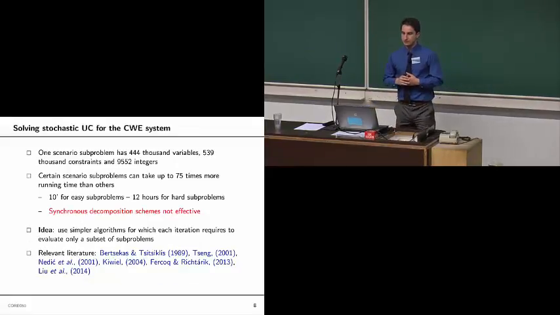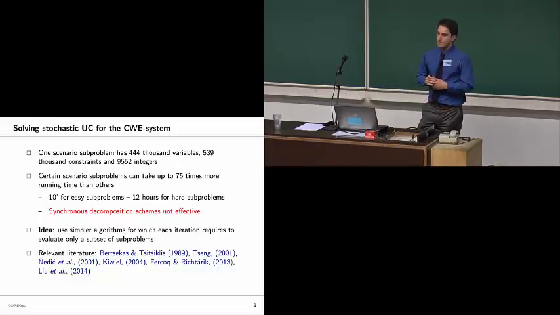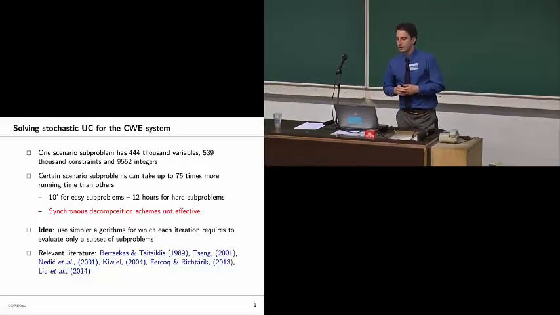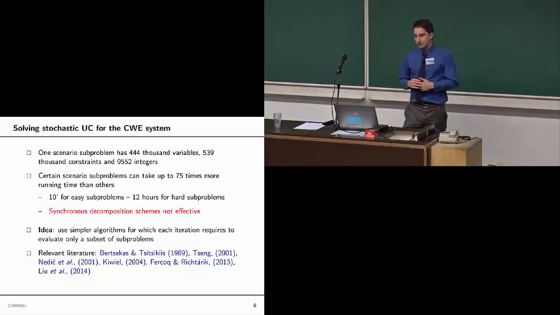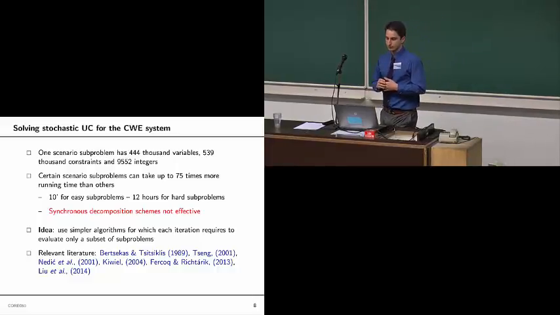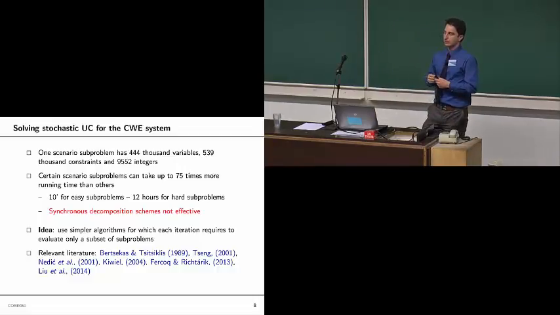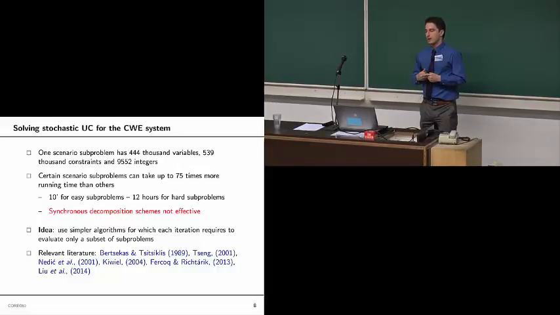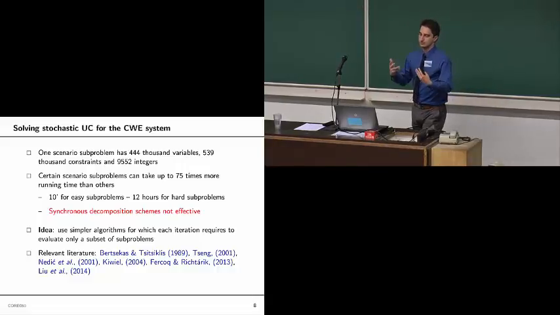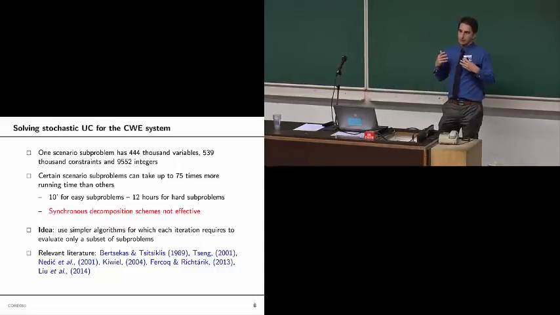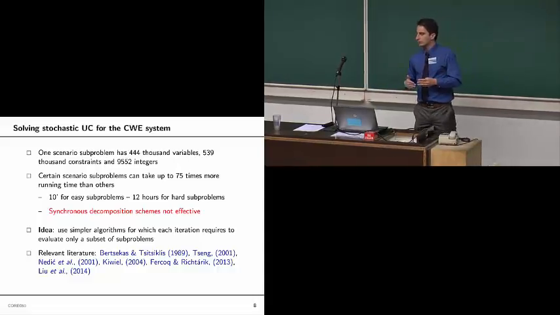So to get a sense of the size of these problems, just a single sub-problem for a single realization of a renewable supply outcome counts 444,000 variables, 539,000 constraints, and 9,552 integers. And as I will explain later, our approach for tackling this problem is a dual decomposition algorithm, where we basically consider each scenario independently, and we relax the non-anticipativity constraints, which gives us a lot of traction.